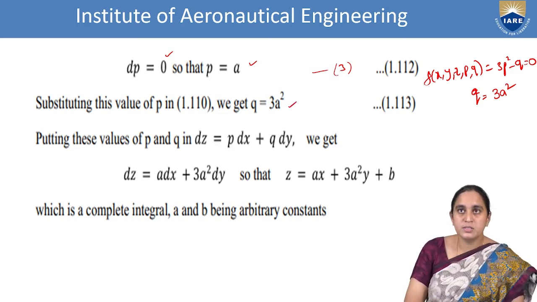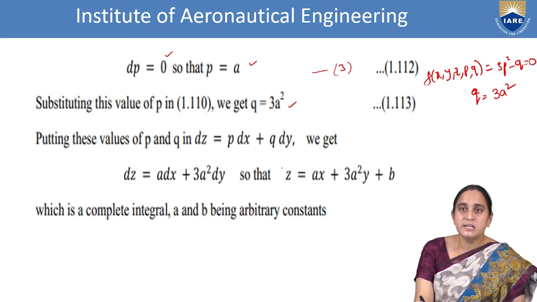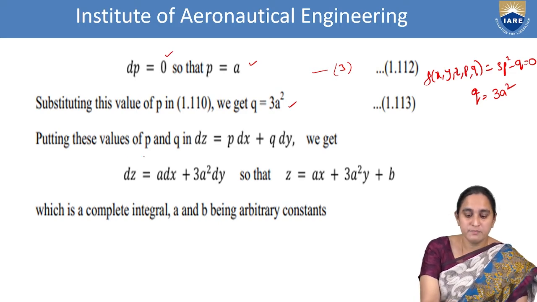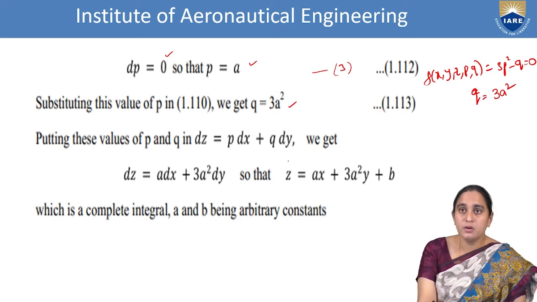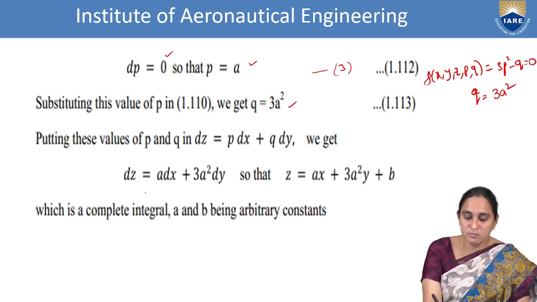Putting these values of p and q in dz is equal to pdx plus qdy, what is the general solution formula? This is dz is equal to pdx plus qdy. We get dz is equal to what? Substitute p. What is p? a into dx, plus what is q? 3a square into dy. Integration on both sides.